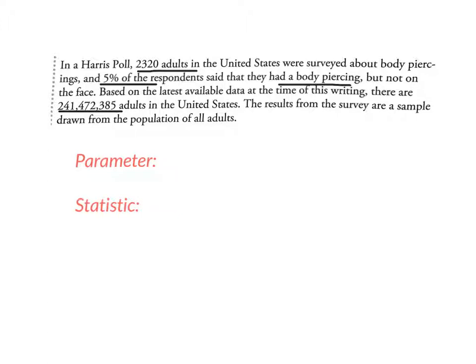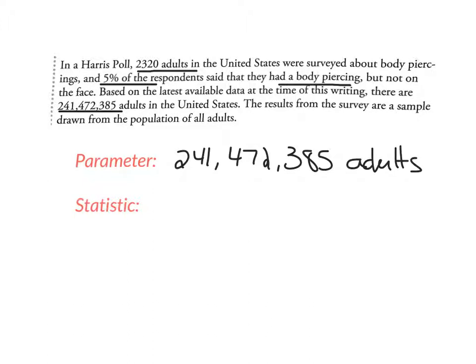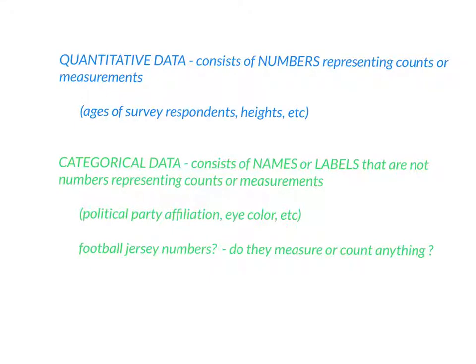So the only thing up there that describes the whole population is the number of the population, 241,472,385 adults. That is the population or the parameter. There's two statistics up there. One is 2320 adults who were actually involved in the survey, and the other one is 5%. It wasn't 5% of the entire population, it was 5% of just our sample, so it's a statistic instead of a parameter.